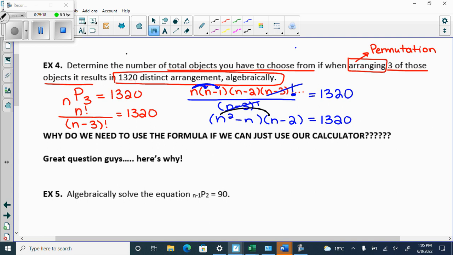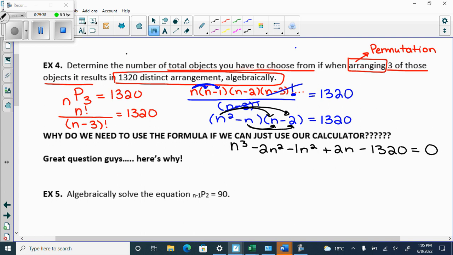So I go n squared times n is n cubed. N squared times negative 2 is negative 2n squared. Negative n times n is negative 1n squared. Negative n times 2 is positive 2n. Minus the 1320 equals 0.